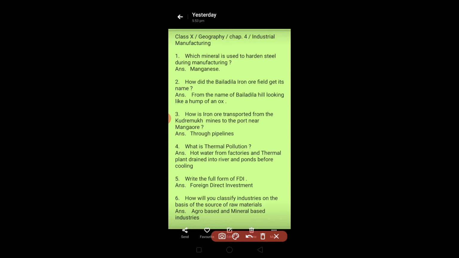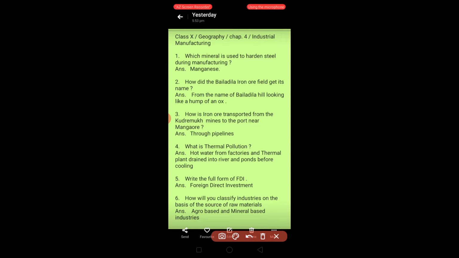The answer is manganese. Next, how did the Bailadila iron ore field get its name? From the name of the Bailadila hill, looking like a hump of an ox.